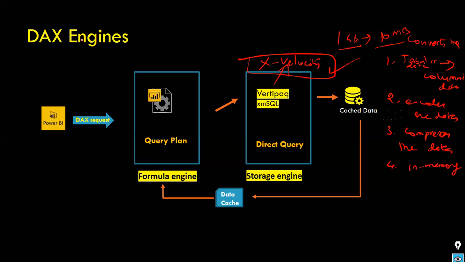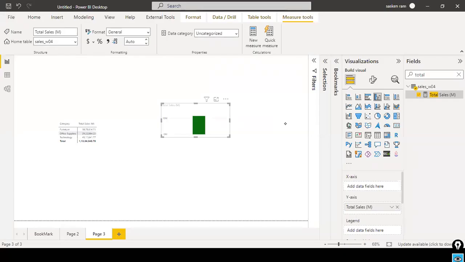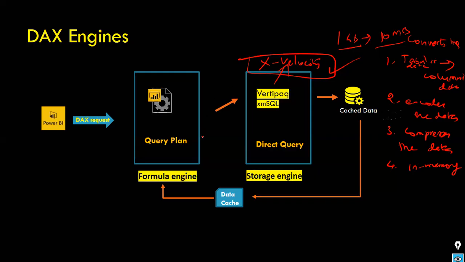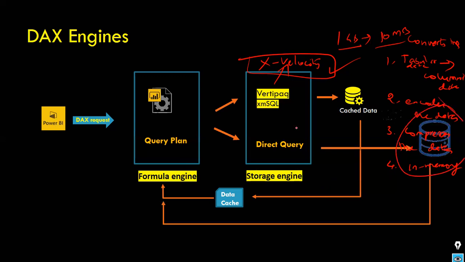Okay. In the case of direct connectivity mode, let's say you created the total sales, the sum of sales, right? The sales column is available in my SQL Server. In the case of direct connection mode, the formula engine sends a SQL query directly to your SQL Server database. It sends the request directly to your SQL source database, and this is the data back from the source database.